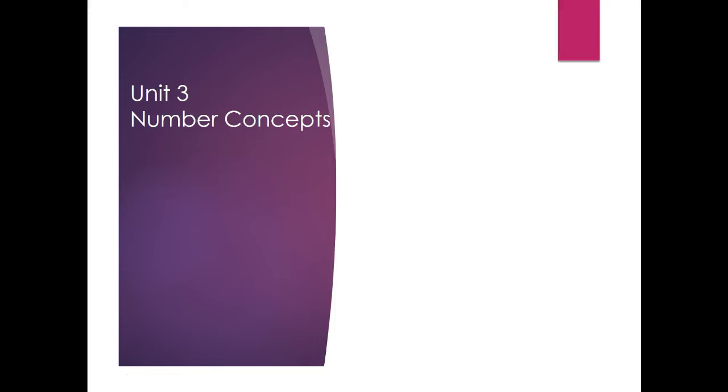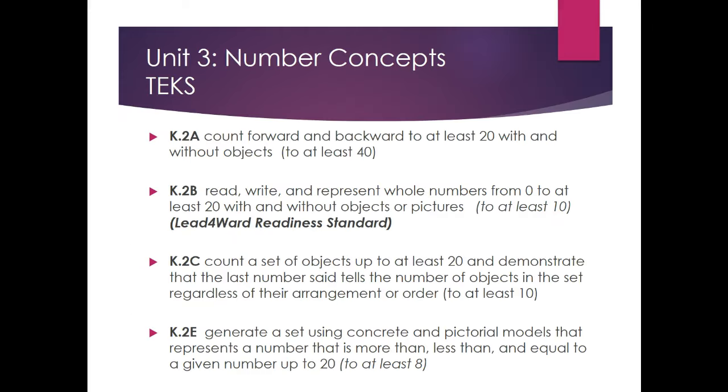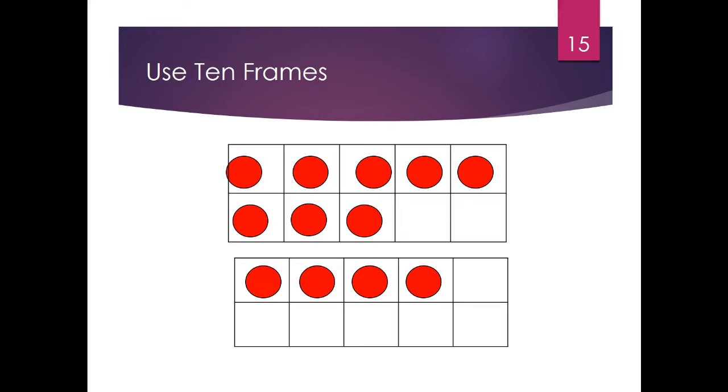Unit 3 begins number count concepts. Here you're going to count forward and backward to at least 20. But you're going to be reading and writing numbers at first to just 10, and then counting sets of objects to at least 20, regardless of their arrangement or order, and then again generating a set using concrete and pictorial models that represents a number that's more than, less than, or equal to a given number to 20, but at this point to at least 8.